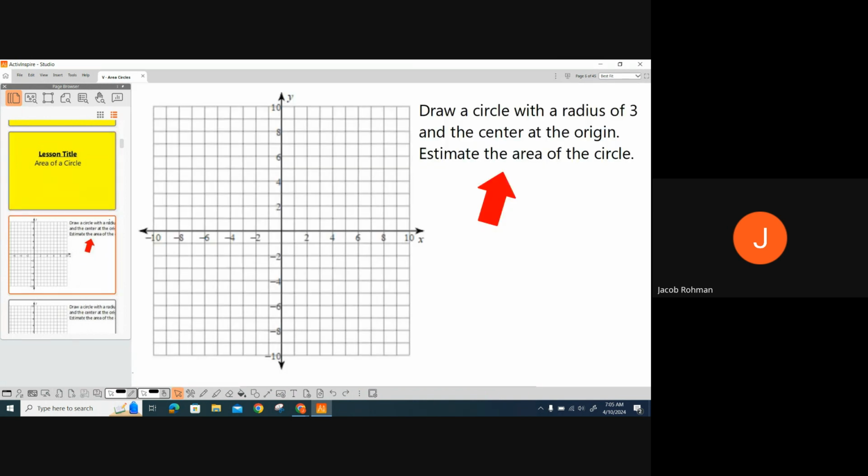So here as an exercise we're going to draw a circle with a radius of 3 and the center at the origin of the circle. And then we're going to estimate the area of that circle.